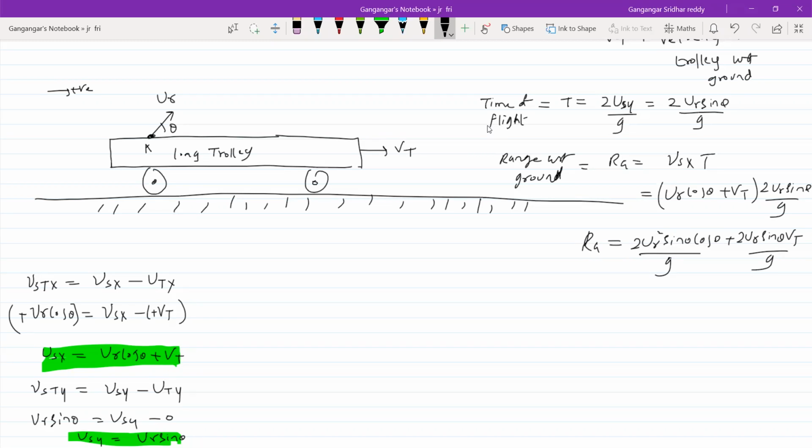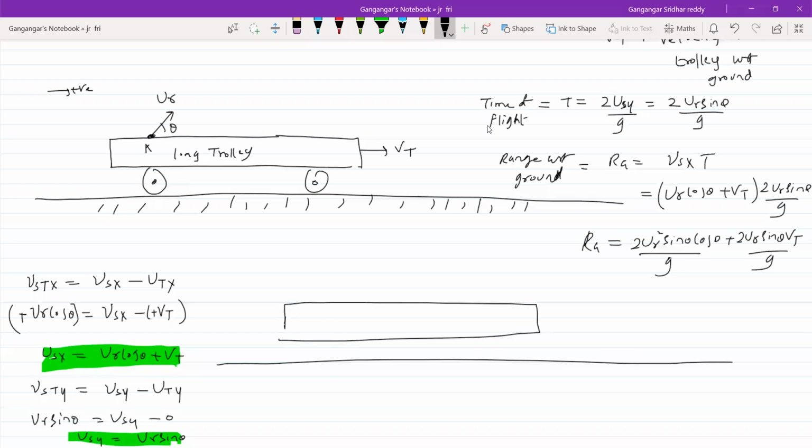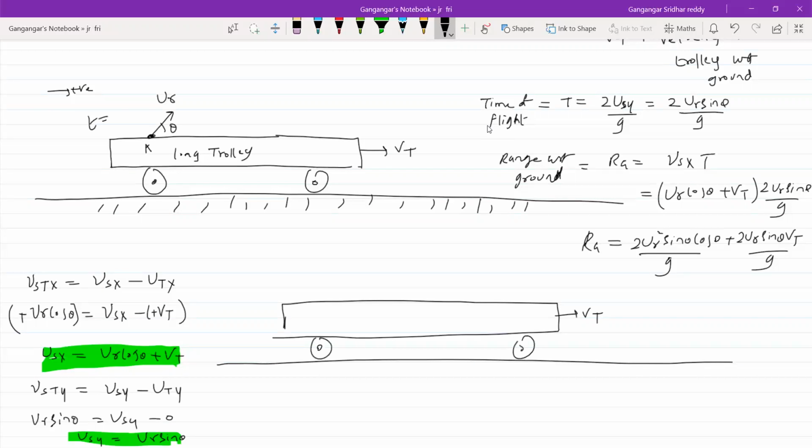Okay, after some time, the trolley will not be here only, no? The trolley will be displaced somewhere here. So let's take the point of projection. Let's come to the range with respect to ground. This is t equals 0, where I projected. At t equal to t, this is the position. And this was the point A where I projected.